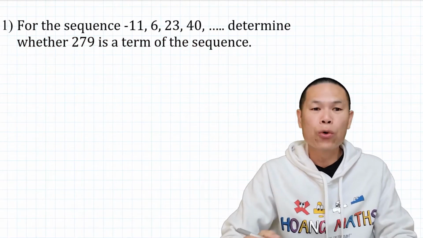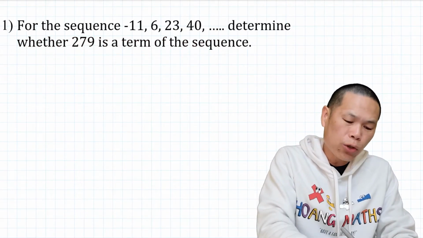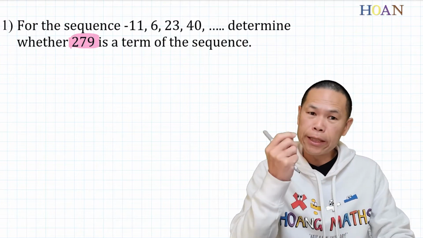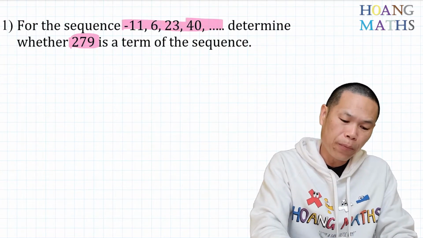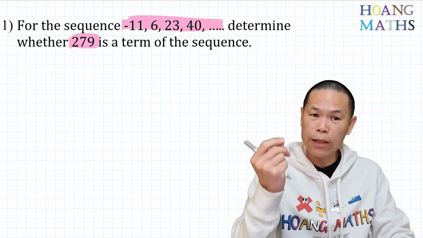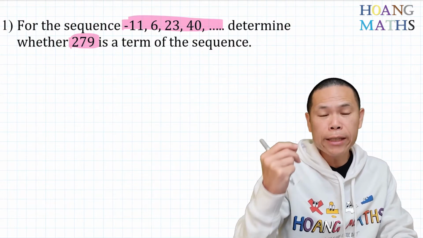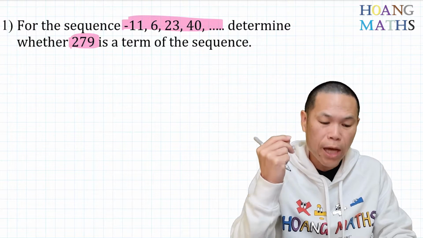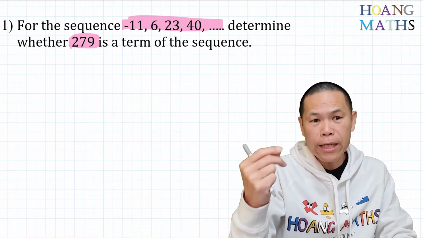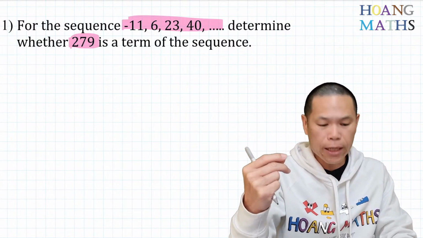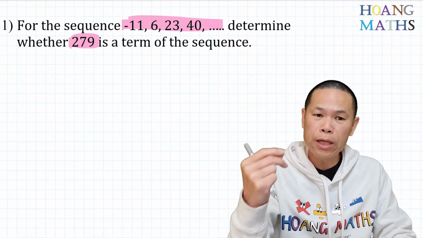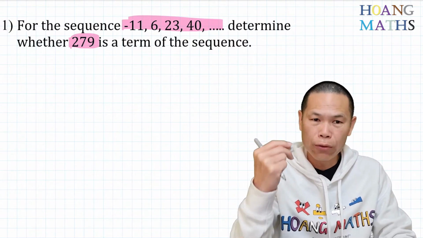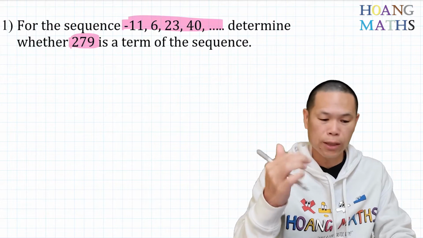First one. We need to work out whether 279 is a term of this sequence here. To do this, we need to find the value of n. If n is a whole number, this means that 279 will be a term of the sequence. If n is a decimal, this means that 279 will not be a term of the sequence. So to do this, we need to find the rule first.